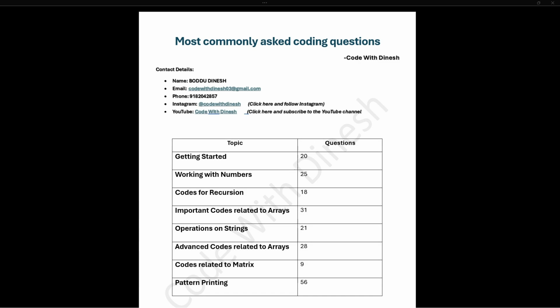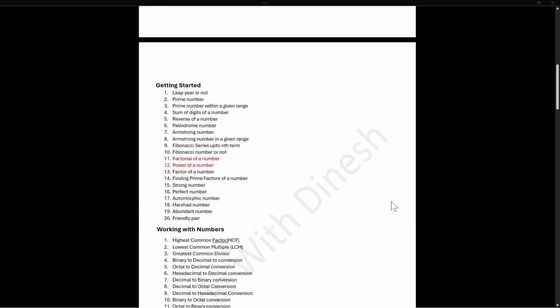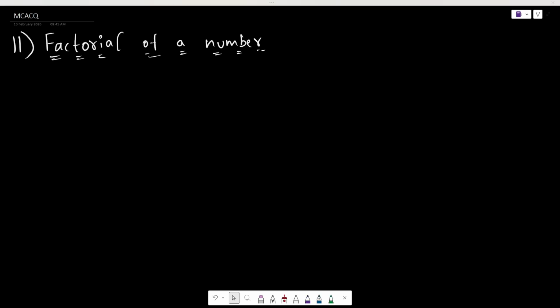In this video, we're going to discuss factorial of a number and power of a number. If you are new to the channel, in this playlist, we're going to discuss most commonly asked coding questions in C, Java and Python. So we are in the getting started topic, and the first one is factorial of a number. So first, you need to know what exactly is a factorial of a number.